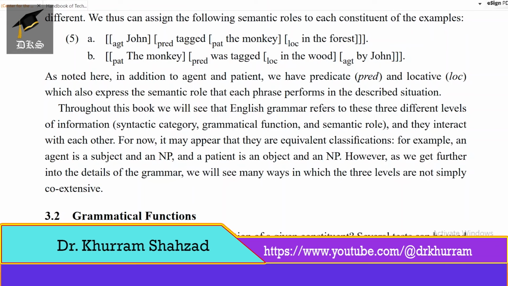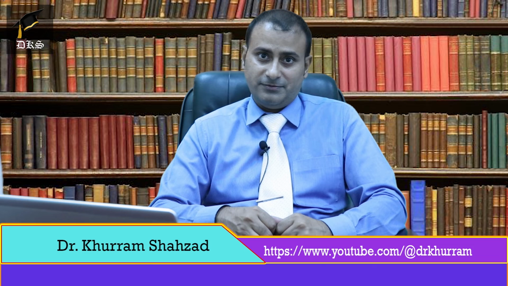From now it may appear that they are equivalent classifications. For example, an agent is a subject and an NP, and a patient is an object and an NP. However, we will get further into the details of grammar. We will see many ways in which the 3 levels are not simply coextensive.